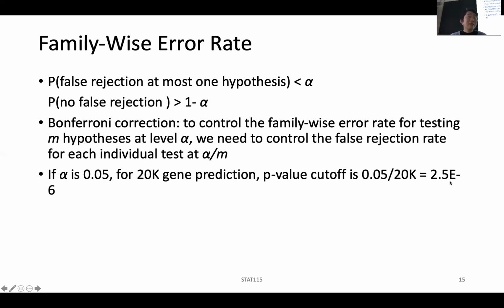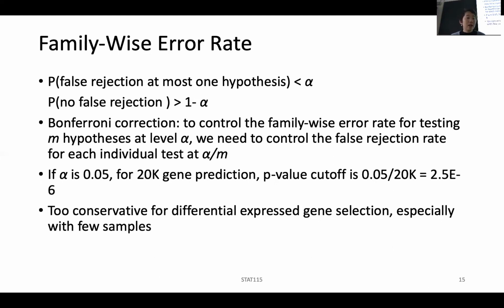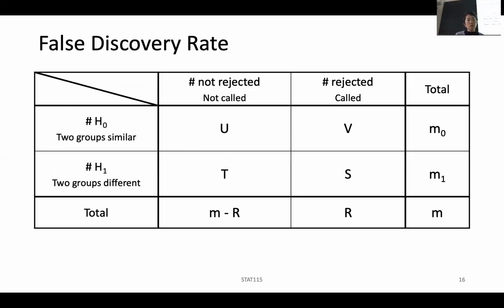And so sometimes, when you don't have many replicates, or the data is fairly noisy, you may not see any genes differentially expressed at this cutoff. This is too conservative in terms of multiple hypothesis testing correction. So what has been used is another concept called the false discovery rate.